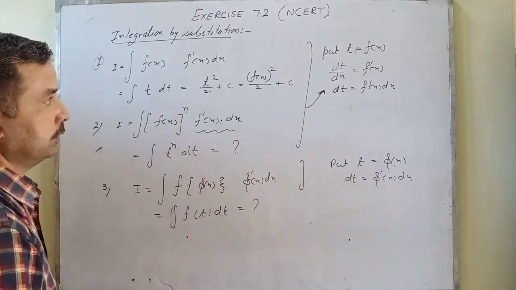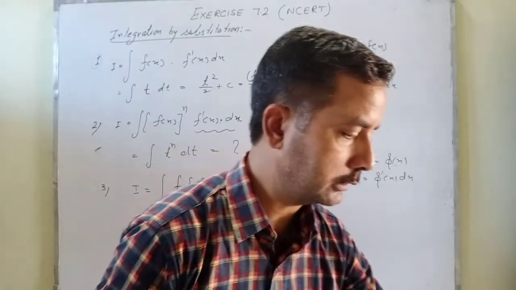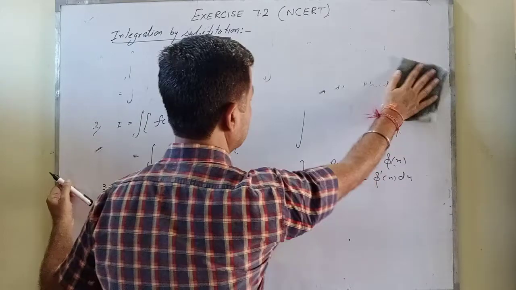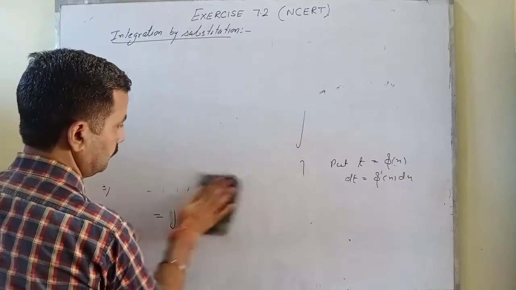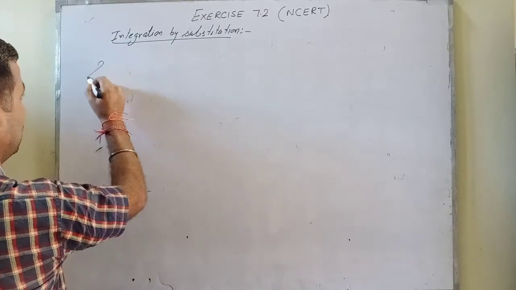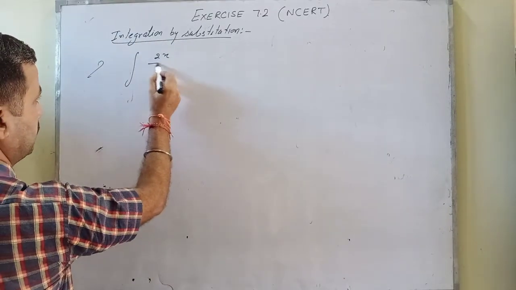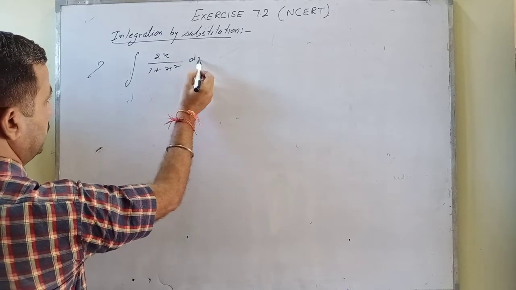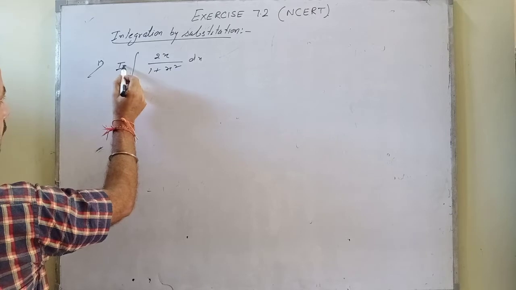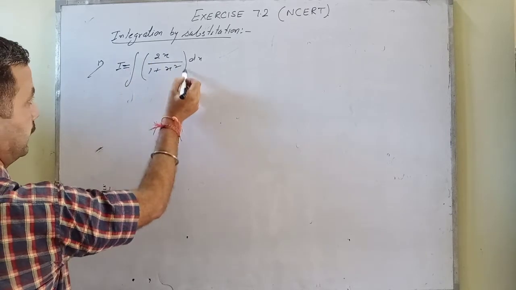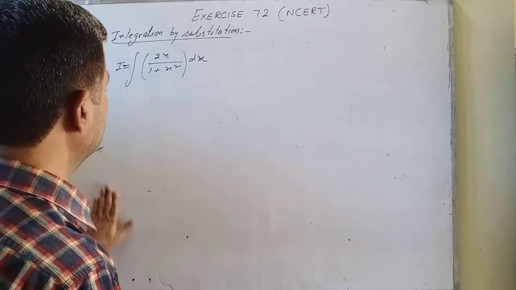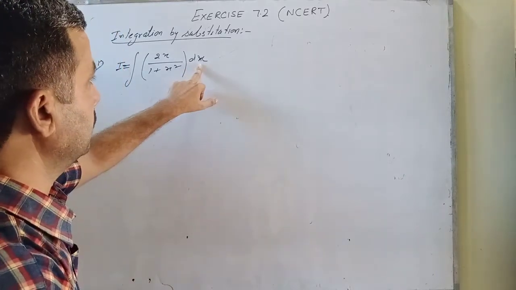So continuing like this, we can go for the substitution of integrals. Let's start our questions of this 7.2 exercise. Question number 1: integration of 2x divided by 1 plus x square. Always concentrate on the representation of the integral: I equal to integration of, this is the integrand part, with respect to x. This dx represents that we have to do integration with respect to the variable x.